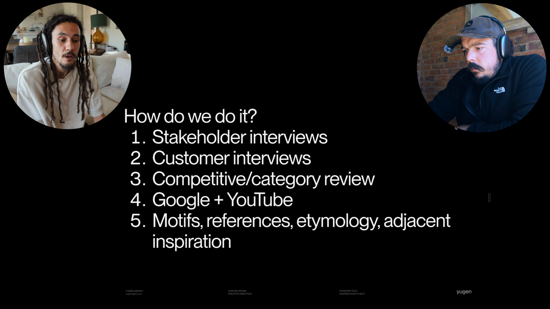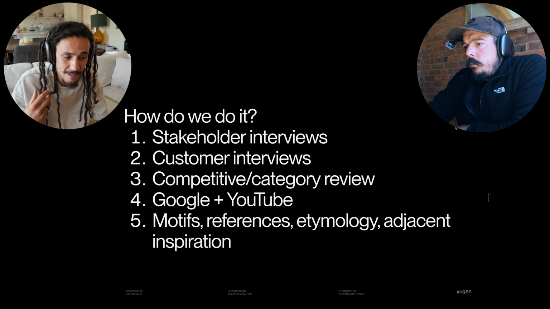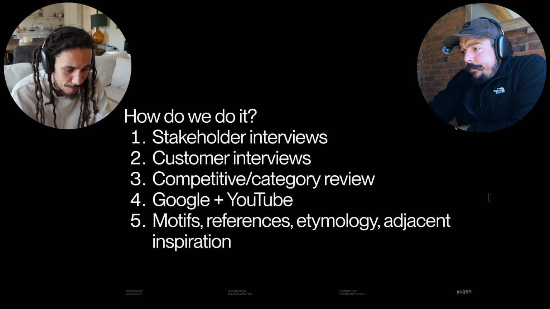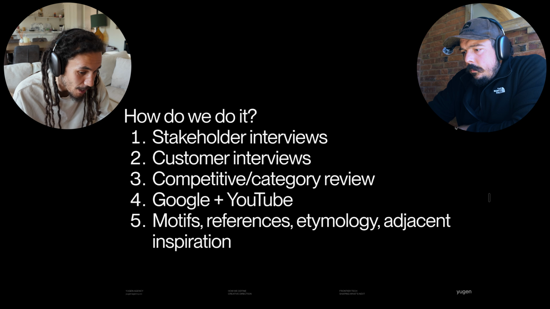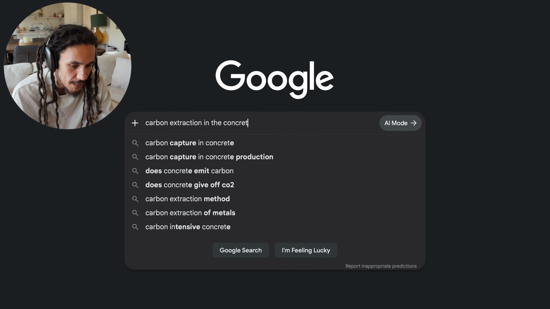Again, taking a snapshot, a bird's eye view of those in the category, having a look at the narratives, having a look at the positioning or the reputation in the eyes of the audience and finding that opportunity. Number four, Google, YouTube, should probably add ChatGPT in here as well. Though I prefer to go to Google and YouTube because I like to see what's already out there. I'm quite a visual learner myself.